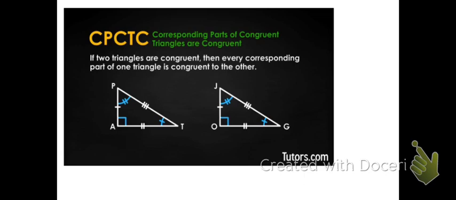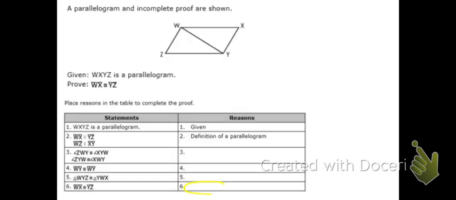Once you go through the steps to find out that two triangles are congruent, you know that all of the corresponding sides and all of the corresponding angles are congruent, and you can make that statement in your proof, and all you need to do is say CPCTC, corresponding parts of congruent triangles are congruent. And so that's what you would put right here in line 6.